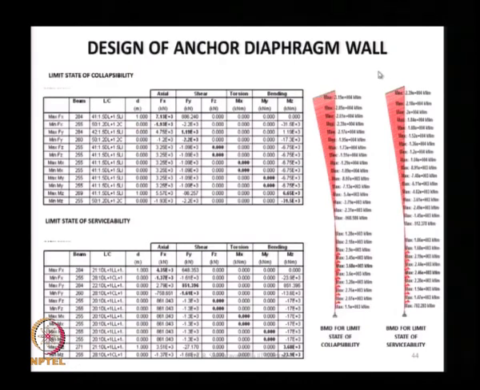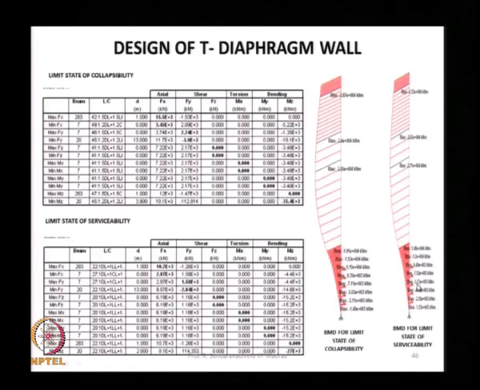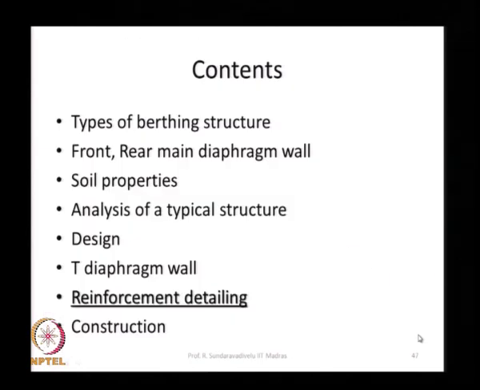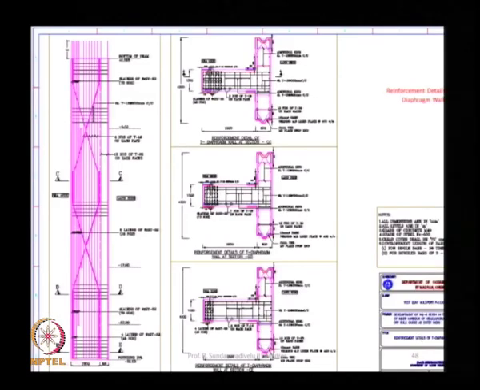This is a bending moment on the anchor wall. So, this shows that the reinforcement should be more on the sea side and less on the land side. This is for the T diaphragm wall, the reinforcement is only on one side, it is not on both the sides. There are 2 reinforcement given, one is for limit state of collapse, another is for limit state of serviceability. The detailing is very important. So, these reinforcements are given.